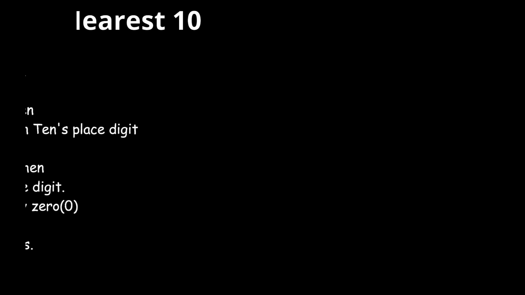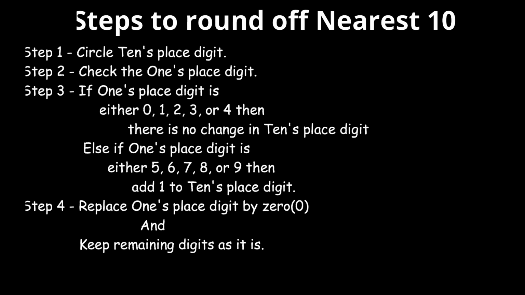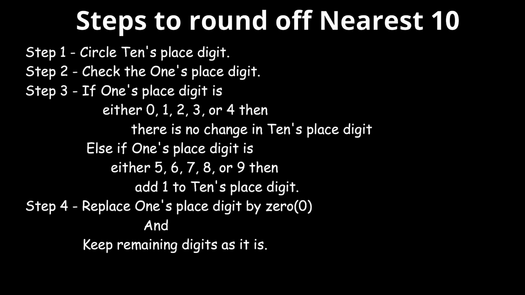Steps to round off to the nearest 10. In the first step, we need to circle the tens place digit. In the second step, we need to check the ones place digit. In the third step, if the ones place digit is either 0, 1, 2, 3 or 4, then there is no change in the tens place digit. Else, if the ones place digit is either 5, 6, 7, 8 or 9, then we need to add 1 to the tens place digit. After this, we need to replace the ones digit by 0 and keep the remaining digits as they are. Let's round off some numbers to the nearest 10.